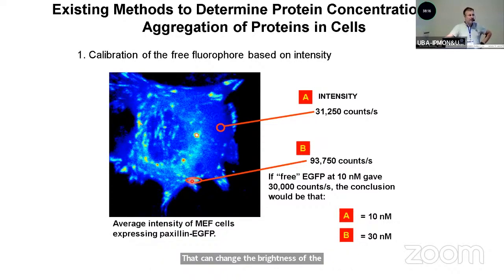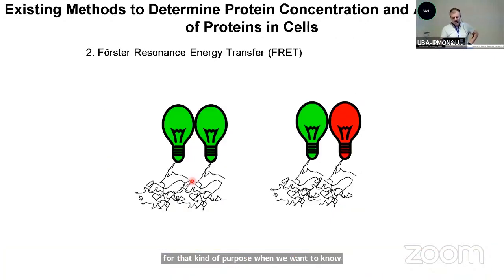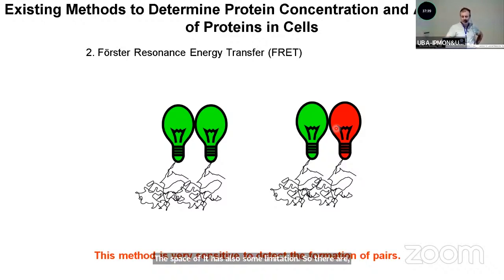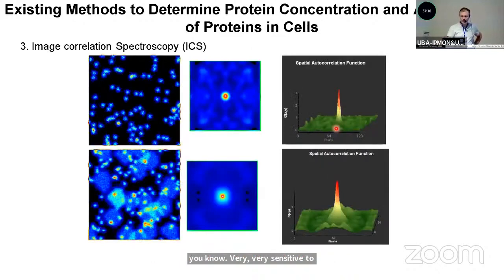So for that kind of purpose, when we want to know the interaction between molecules, other techniques like FRET enable us to see interaction between two molecules, and we learned yesterday that this is a very specific tool to see if two molecules are together. But it also has some constraints: you need to have one molecule with one fluorescent protein and one molecule with another, and these need to occur in the space and be aligned in the space. So it is very sensitive to detect the pair formation, but has also some limitations.